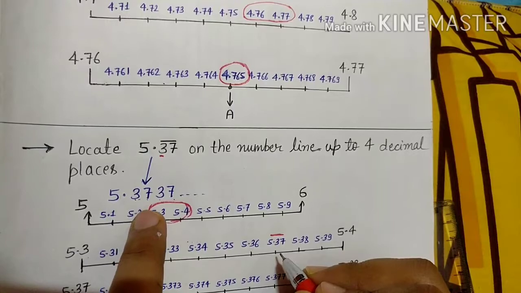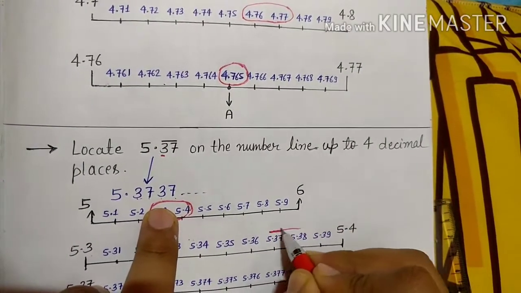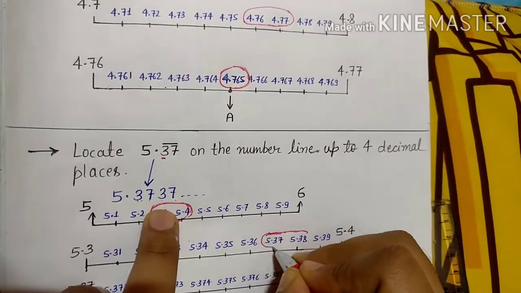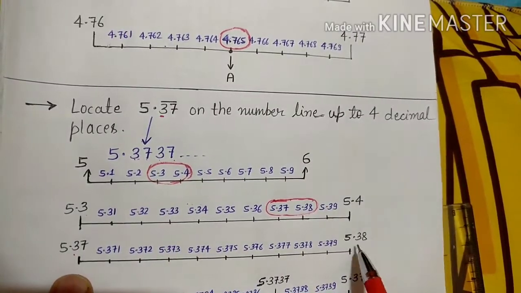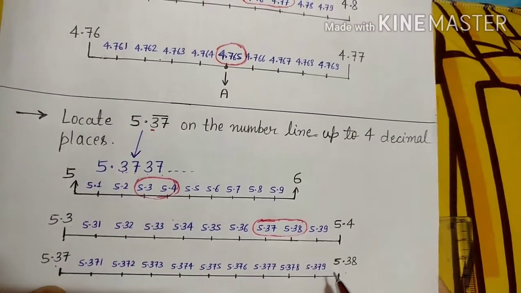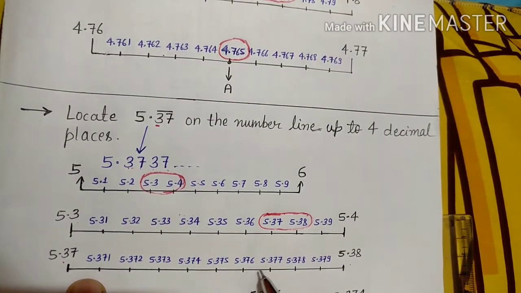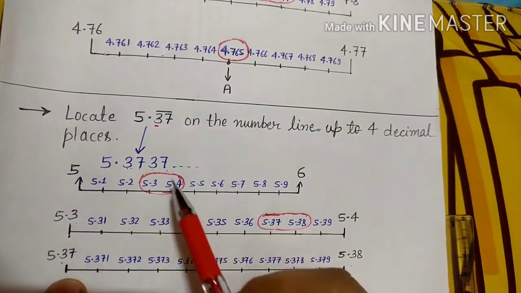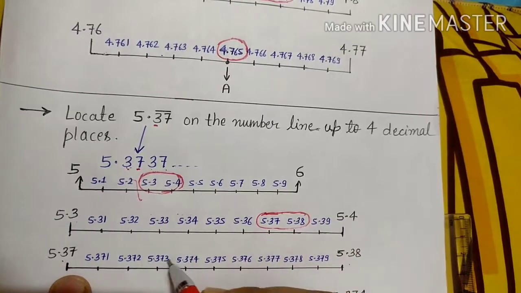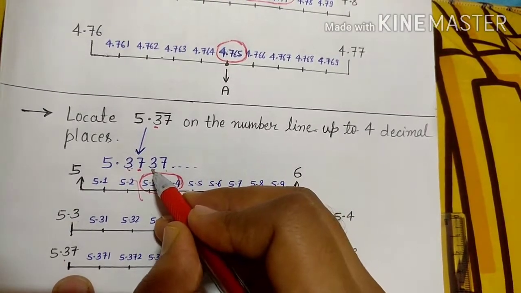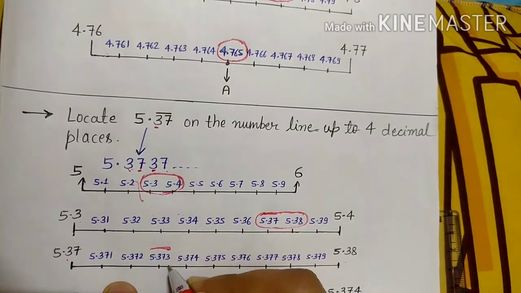But we have to denote up to 4 decimal places. It means 5.37, 37 again. So it will lie between these two, 5.37 and 5.38. So we will divide this mark, 5.37 and 5.38, into 10 equal parts, as you can see here. Now 5.371, 5.372, 5.373, 5.374 and so on. Now we have to check where 5.373 is, because till the second decimal place we have found, now the third decimal place, that is 5.373. It's coming here, 5.373.